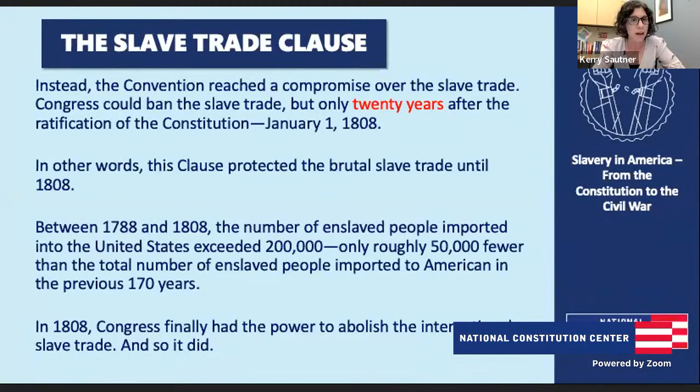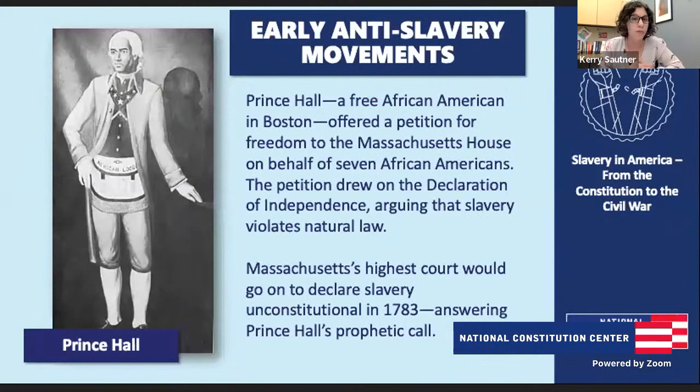So when we think about the pushback and the fight, and we referenced Gouverneur Morris earlier, there are people before the Constitution fighting to say the Declaration of Independence is the values we should live up to. All men are created equal, and trying to fight to end slavery on the state level as well as across the country. And that brings us really nicely to Prince Hall, one of our favorite champions to tell the story about, and the work that he did in Massachusetts.